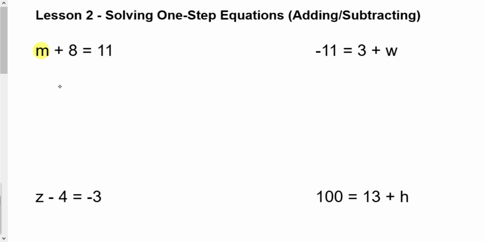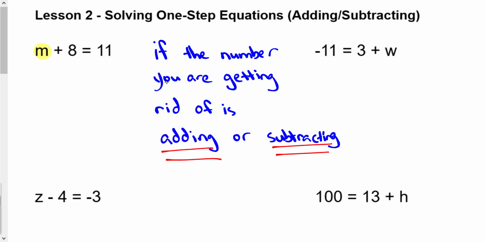Now we ask ourselves the third step of what are we doing? What's the 8, the number we want to get rid of? What's it doing? It's adding. The moment you go, it's adding, I need you to write this down on your paper here for me. If the number you are getting rid of is adding or subtracting.